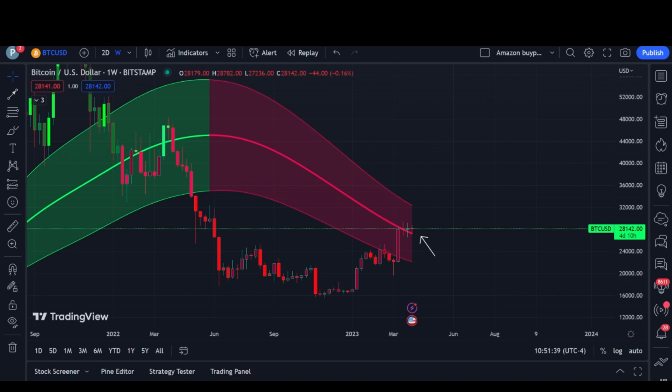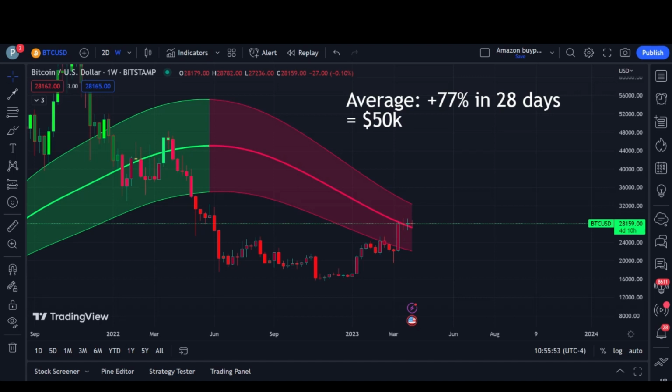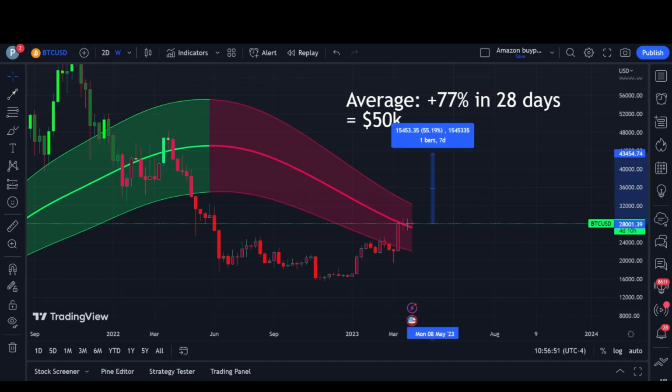Basically, it means that whenever Bitcoin has a weekly close above the middle line of the red Gaussian channel, there is a high probability of it trading to the upper line of the Gaussian channel. That would mean Bitcoin trades at $33,000. Now, on average, the price pumps 77% in 28 days or 1 month. So that would mean Bitcoin trades at 50k at the end of April, which is obviously way too high. If we take the lower end, so a 55% pump, that would bring Bitcoin to $44,000.